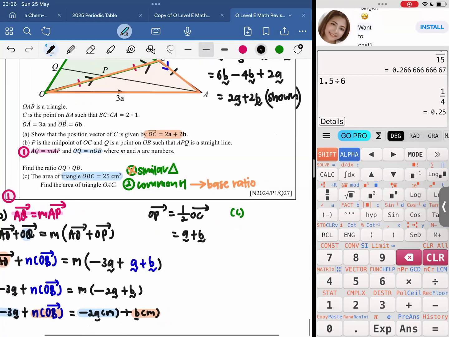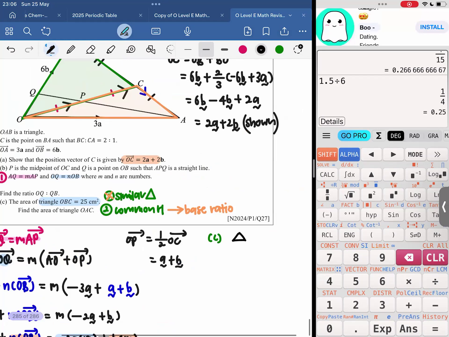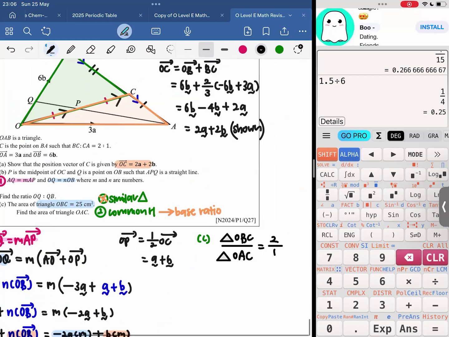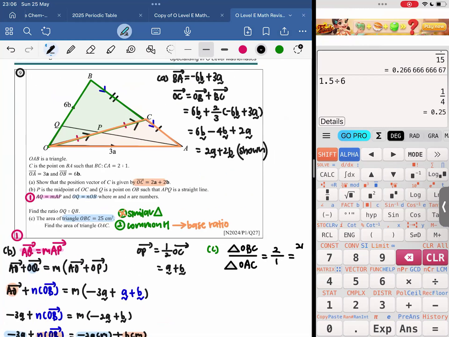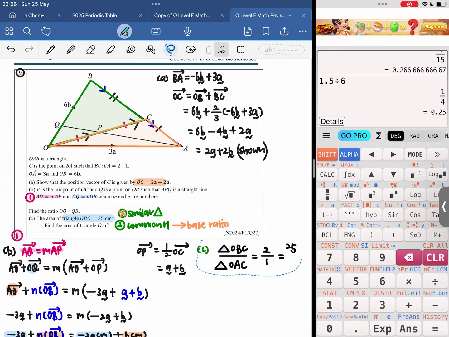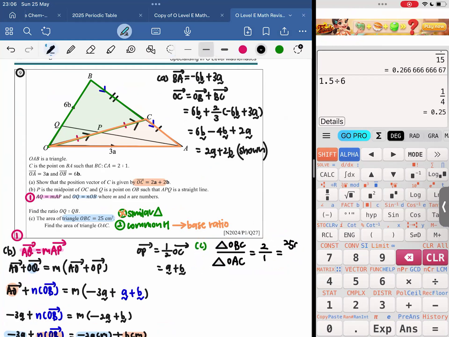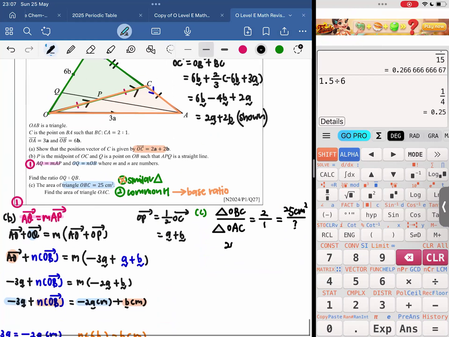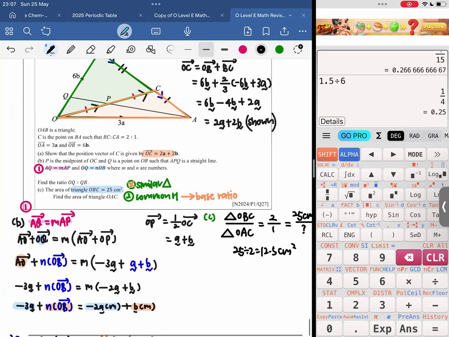Okay, so triangle OBC to triangle OAC. This one is not difficult at all. This is something that we have done in class, 2 over 1. So if we understand that it's 2 over 1, this is 25 cm square. Because this is 25 cm square, how do you find the other one? Well, it's a question mark. So you just need to take 25, divide by 2. So my answer is 12.5 cm square.